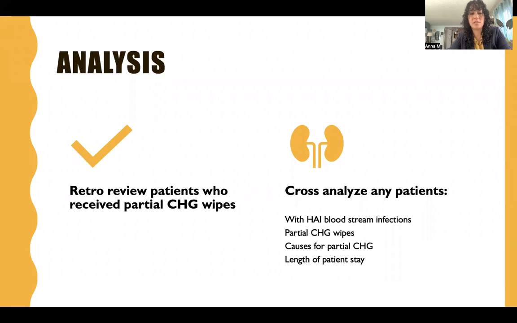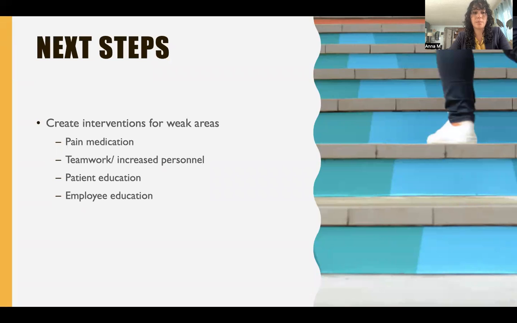Analysis of this study would include a retro review of patients who received partial CHG wipes and cross-analyzing those patients with those who had hospital-acquired infections, specifically bloodstream infections, those who had partial CHG wipes, causes for the partial CHG wipes, and patient length of stay. So cross-analyzing all of those with who ended up with bloodstream infections or CLABSI. The next steps from that would be to create interventions for weak areas.